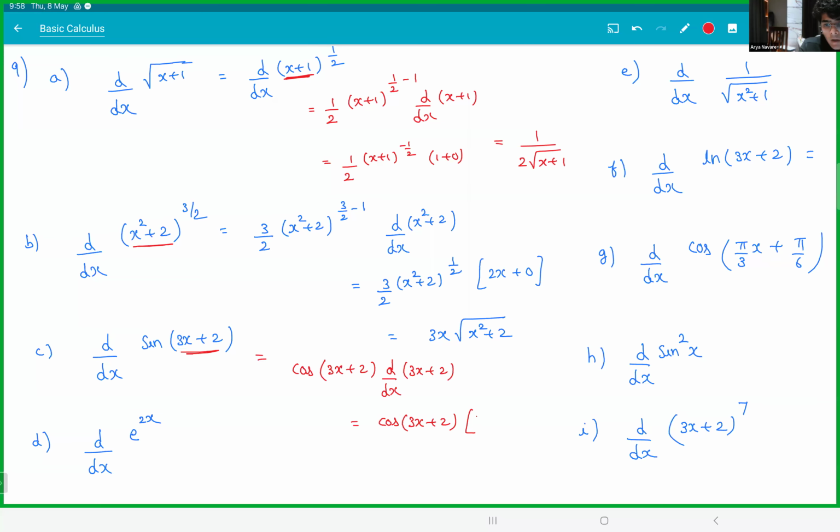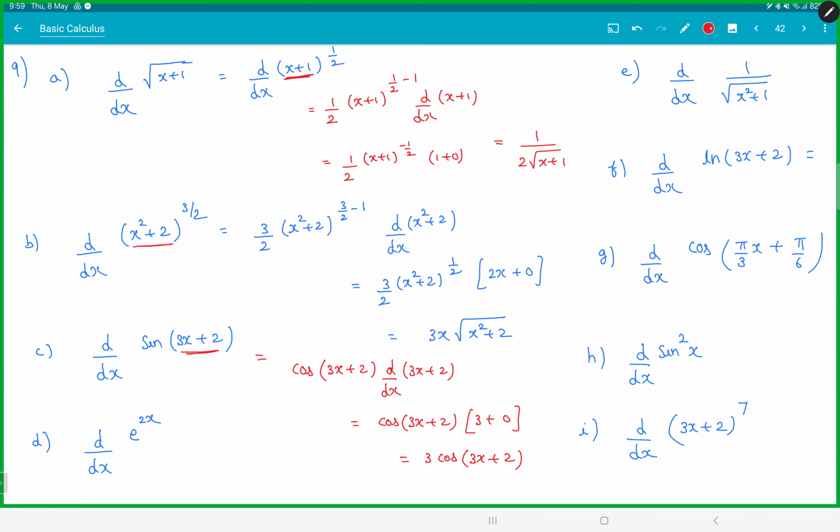Sir, in the G question, do we have to open the cos bracket a plus b? Which one? J? G, sir. G. Why do we have to open it? It is cos of some function, right? No, just open it and leave it, differentiate. No need to simplify. This is 3 of cos (3x plus 2). Is this clear, everyone? Any doubts on ABC, please ask me.